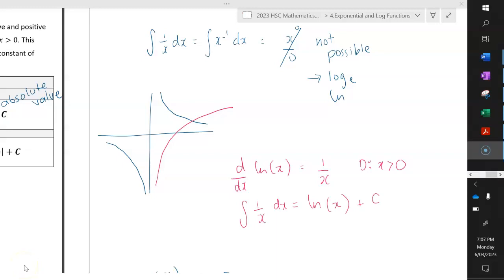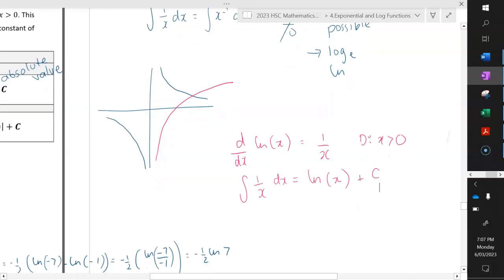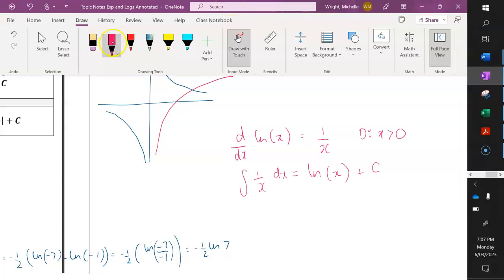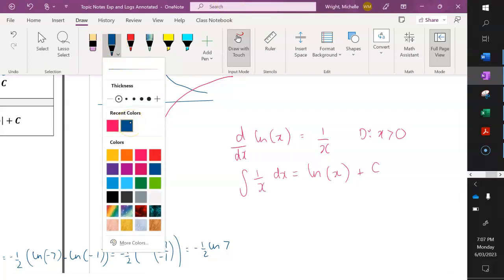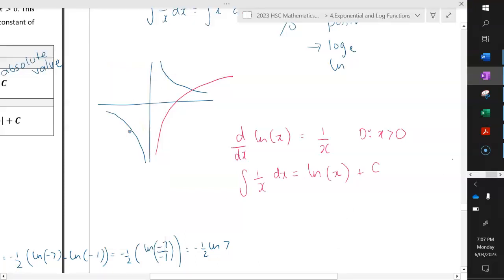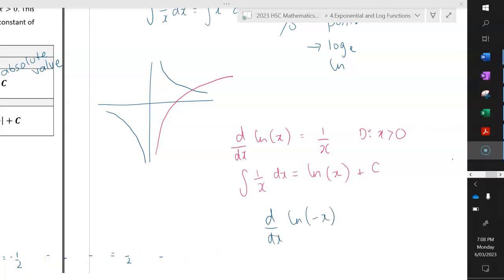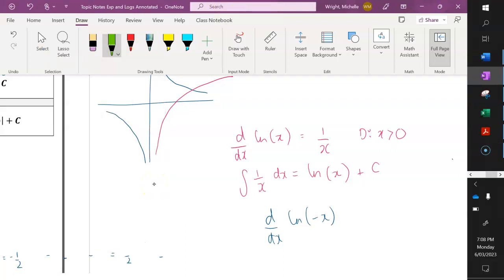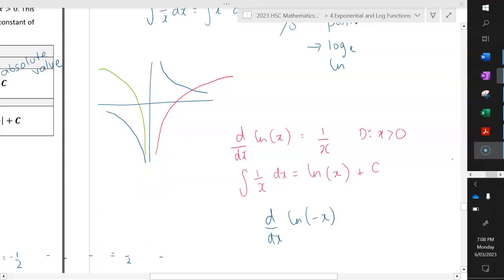Okay, so just recapping that, log x is defined for values of x greater than 0. But we also have a possibility where log is defined for negative values of x. I'm just going to change my colours again. That would be where we're looking at differentiating log of minus x. If you're unsure what log of negative x looks like, I might draw that in another colour up here, green. It's going to look like this. And so this log of negative x is defined for negative values of x.